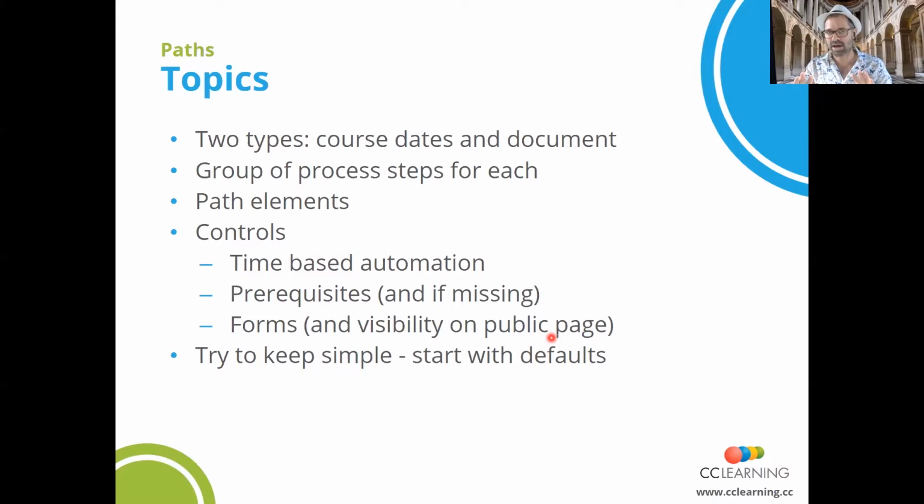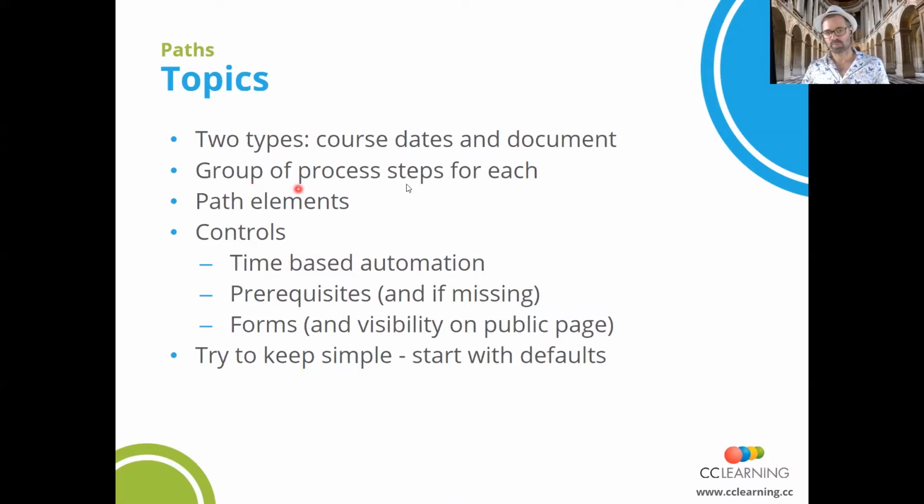We have one path for documents, one path for course dates, and where possible, we look at how we can use those two existing paths. There are some instances where we create more than one path, but often that is to cater for something that can't be dealt with otherwise, or to simplify the management of a particular course or a set of documents or enrollments. So there are two types, course dates and documents.